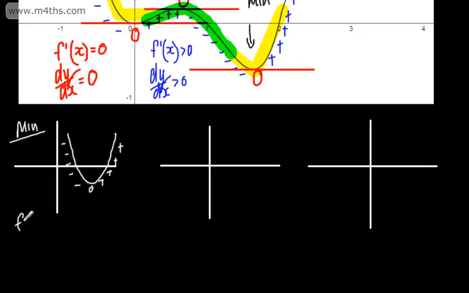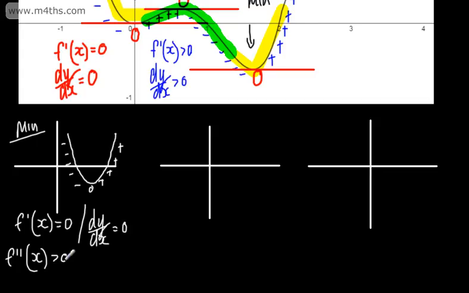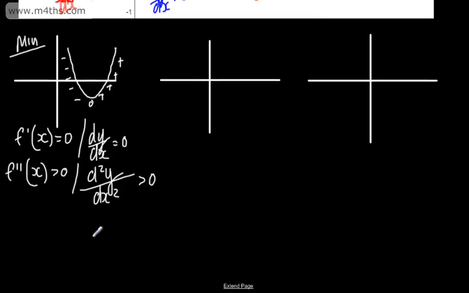For a minimum point, f dashed of x is 0, or if you like, dy dx is 0. And we can say at this point the second derivative, and the notation we use is f double dashed of x, is going to be greater than 0. Or, using the notation for dy dx, the second derivative, we write and say d2y by dx squared, and that will be greater than 0. So these are just interchangeable.